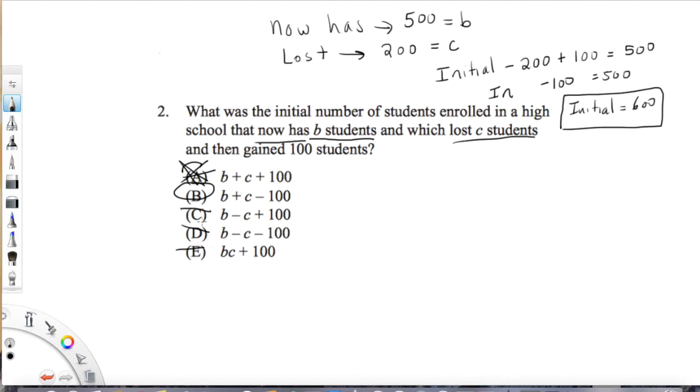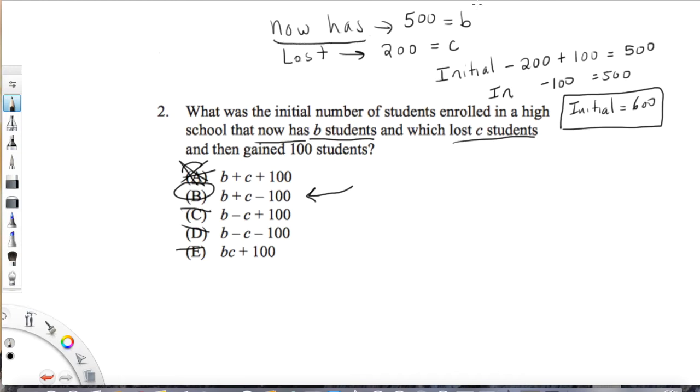And what we learned here is two things. First of all, what's tricky about this question is that they're asking us to work backwards and that they're using variables and real numbers, which is a little bit confusing in a word problem. The best thing to do is to use real numbers, but not simply to use real numbers, but to be clear about what they represent. The school now has B, which is 500.